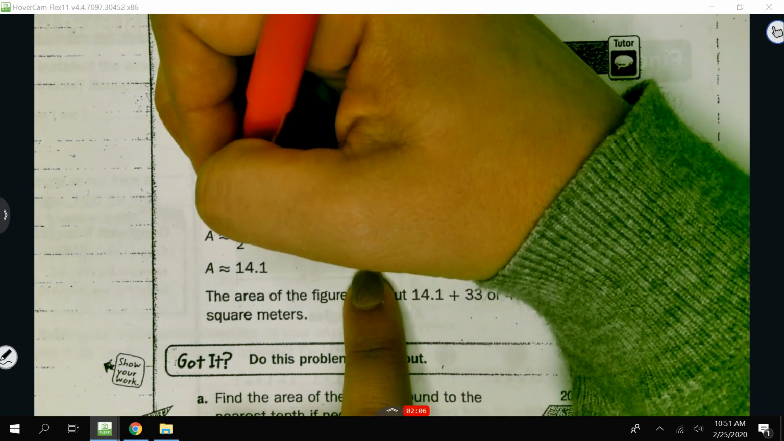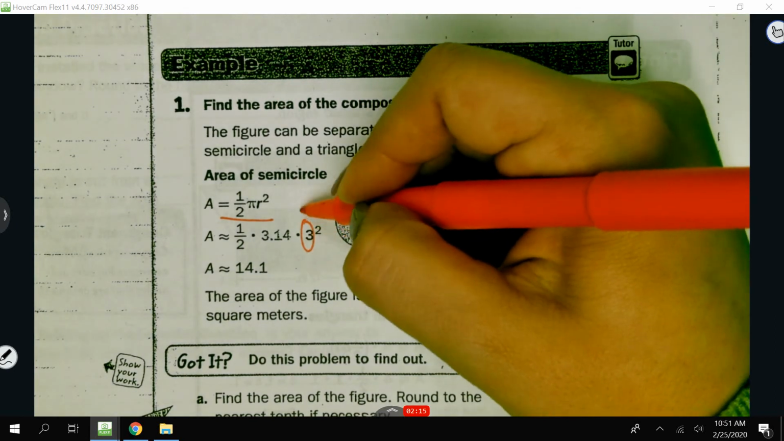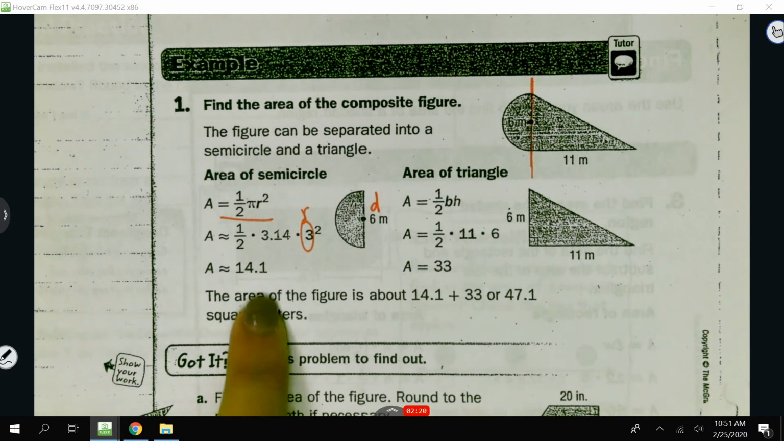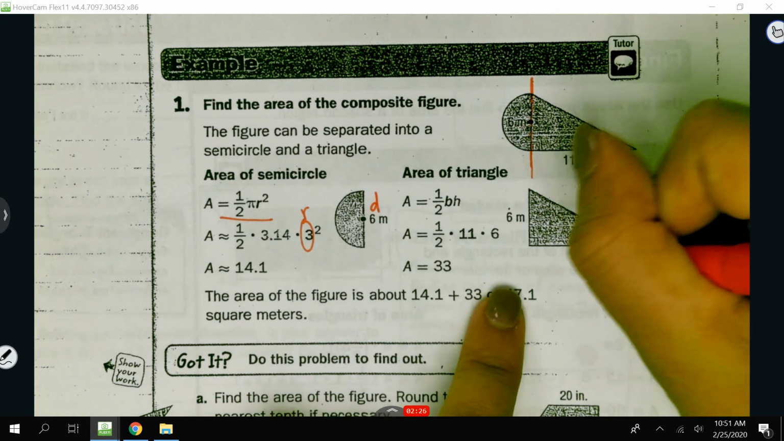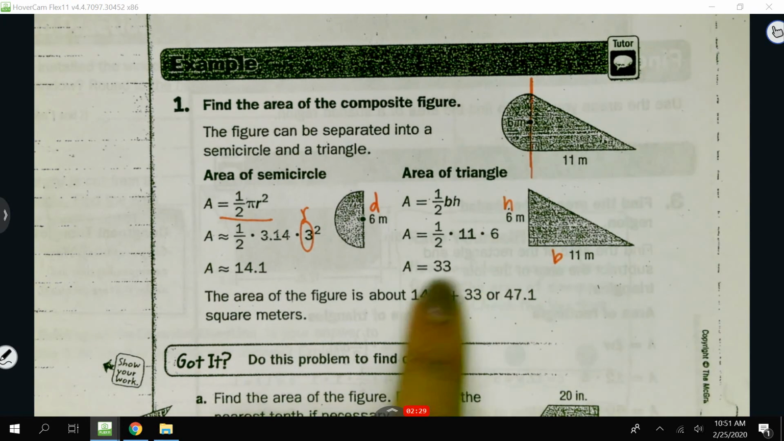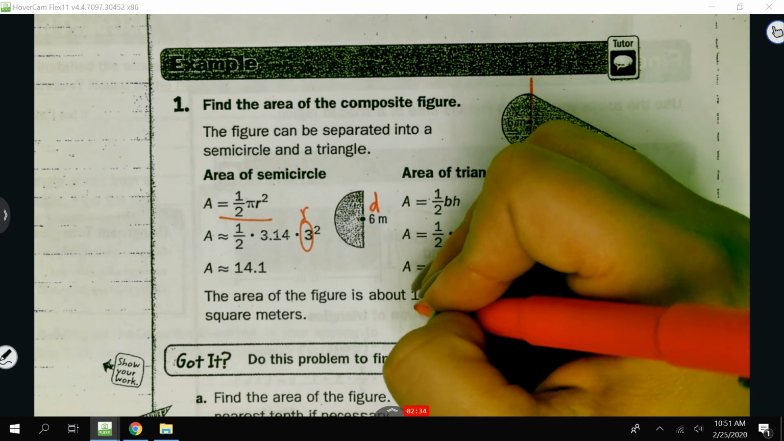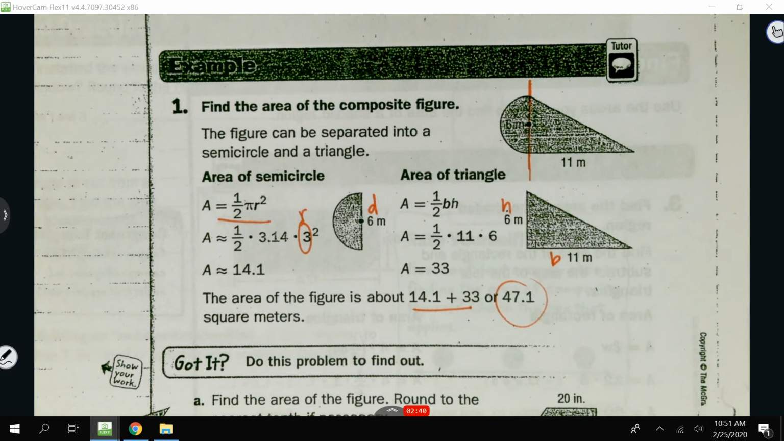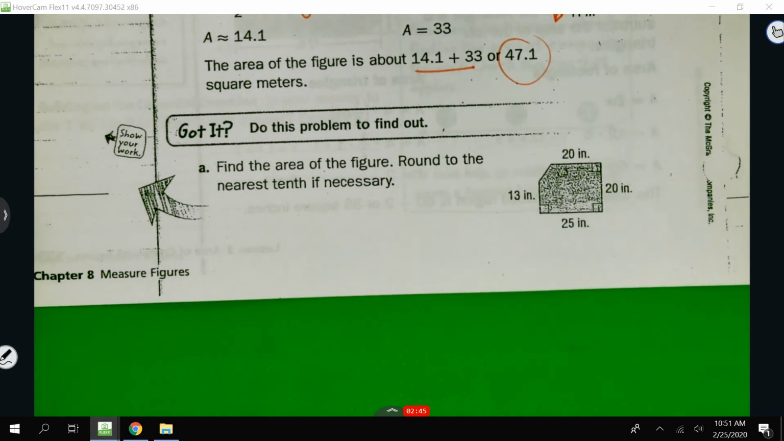But in your formula for semicircle, it's 1/2 pi r squared. So you've got to divide that d by 2. So your r is 3. Okay, so don't forget to do that. You can't plug in d for r. So area of the semicircle is 14.1. And then our triangle is 1/2 base times height. So your base is 11, height is 6. So your area is 33. So to find the area of the whole entire composite figure, you're adding them together, and it's 47.1 square meters. Okay. Not too bad. It's just a lot of work.